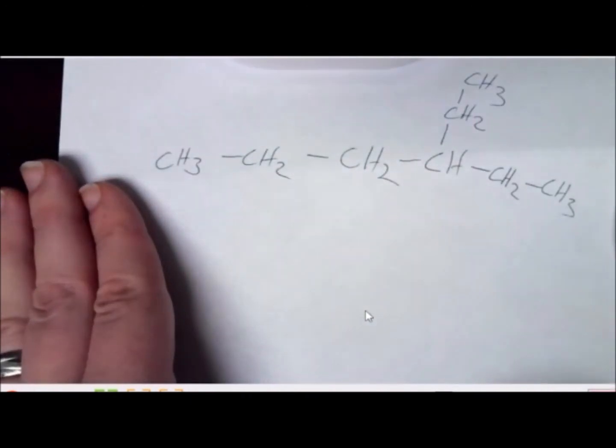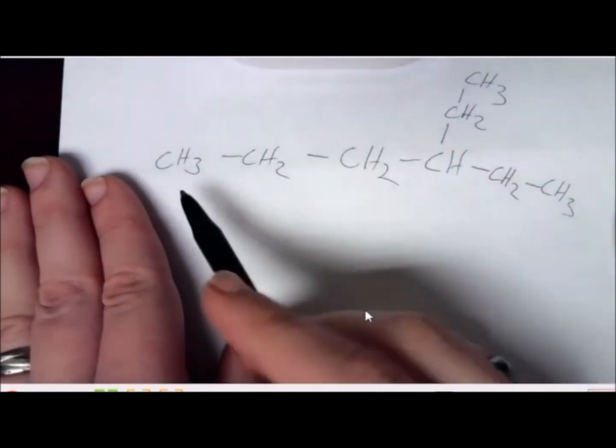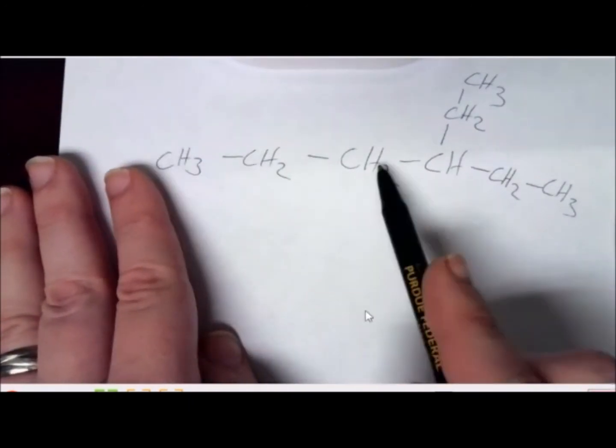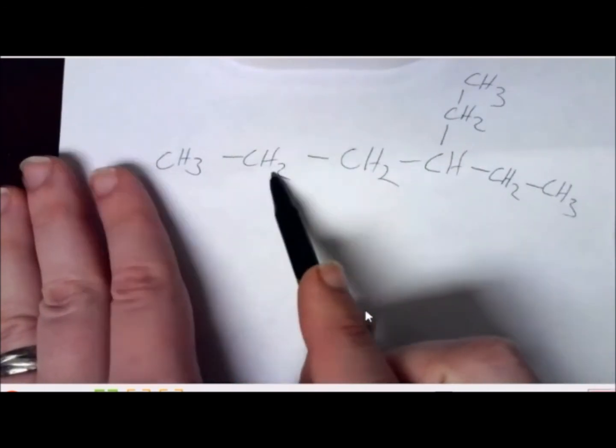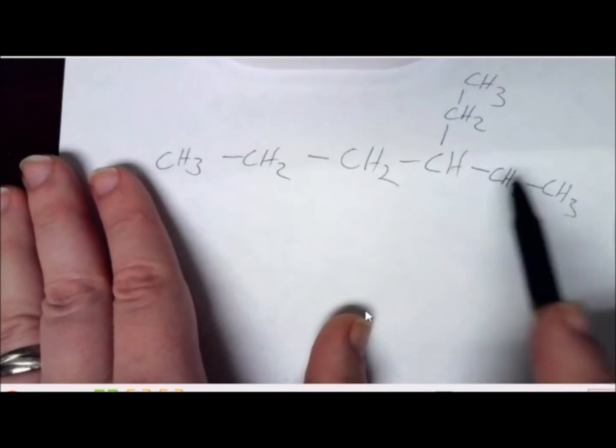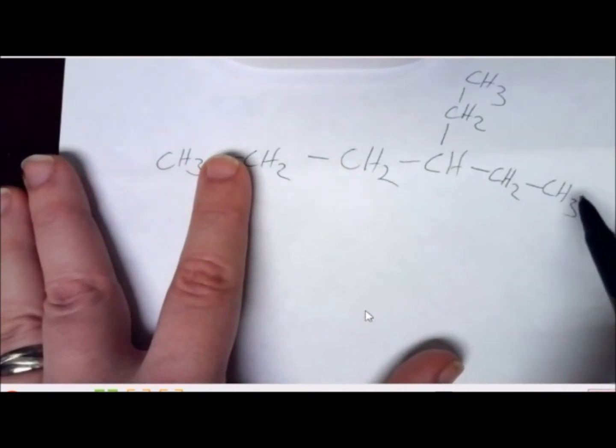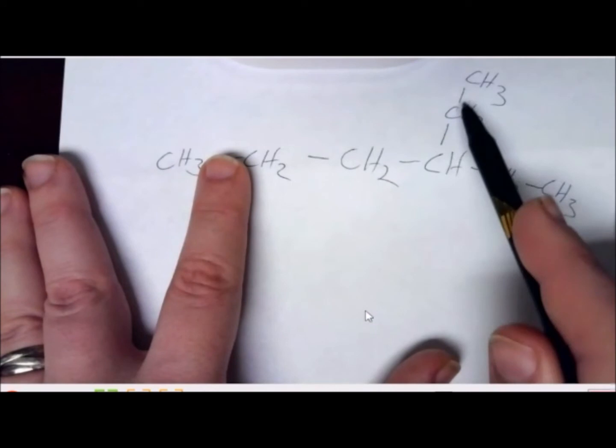Let's look at the naming of certain compounds. So let's just start with that one. We can count 1, 2, 3, 4, 5, 6, or we could count 1, 2, 3, 4, 5, 6, or we can count 1, 2, 3, 4, 5.